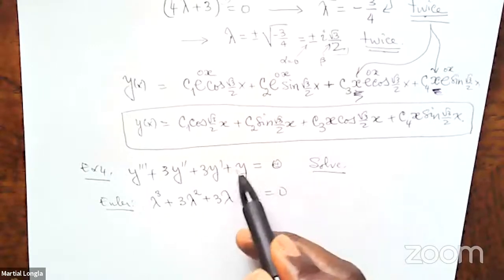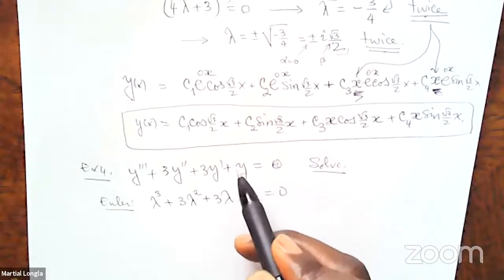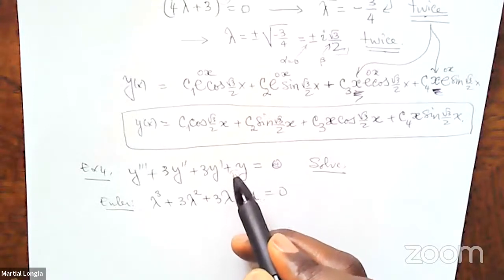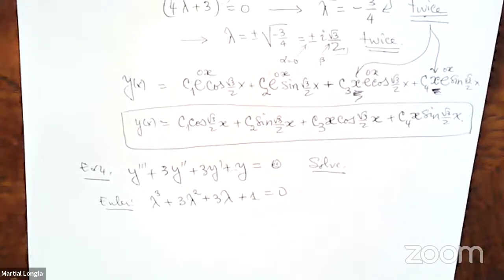Sometimes people do forget when there is no coefficient, you just cancel this piece, but it's plus 1 because we got 1 in front of y. So that's plus 1 equals 0. So this is the Euler equation. As you can see, it's a third order equation that we need to solve. Your take on this?